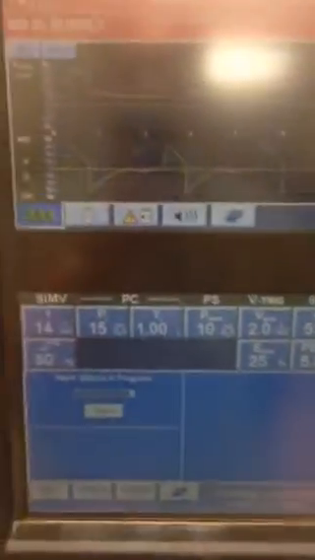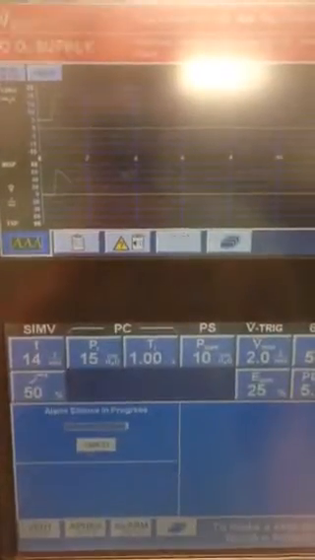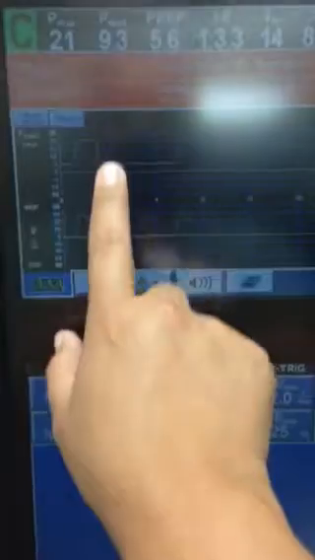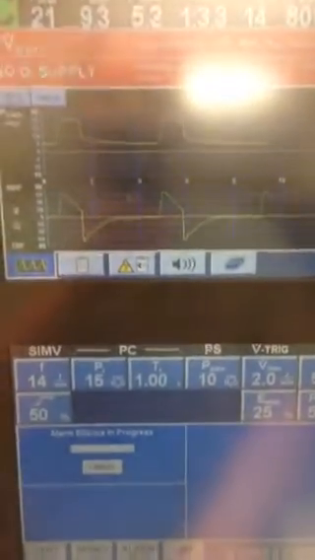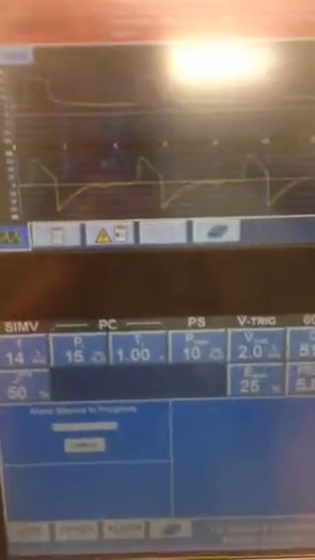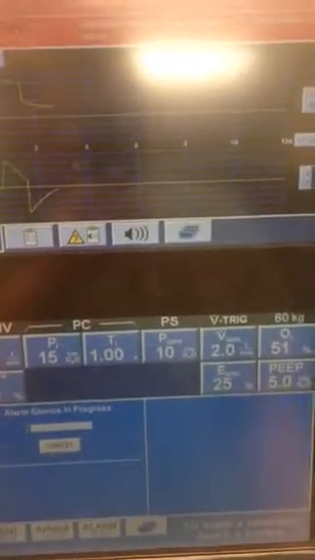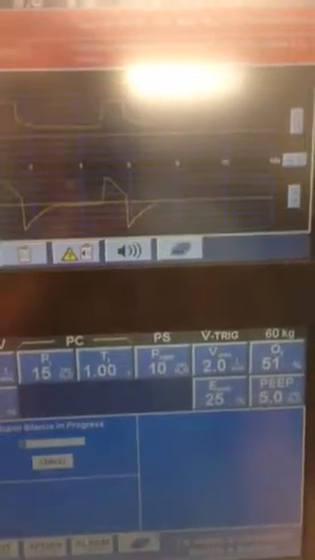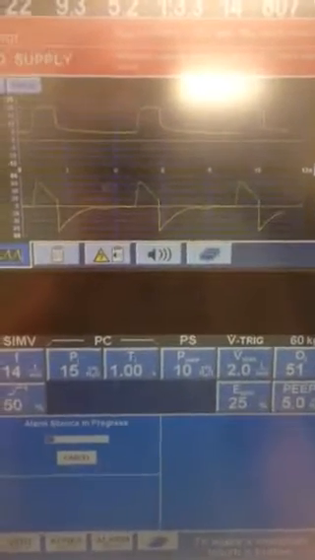So in SIMV with pressure support, you want to have the square. This is what you see here with the pressure support. But we also like to use the ramp, which is preferred, which is the decelerating flow, which actually will help the distribution of tidal volume.